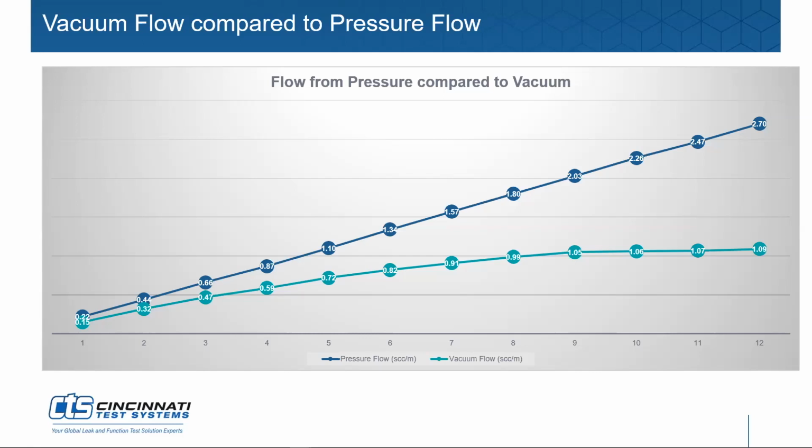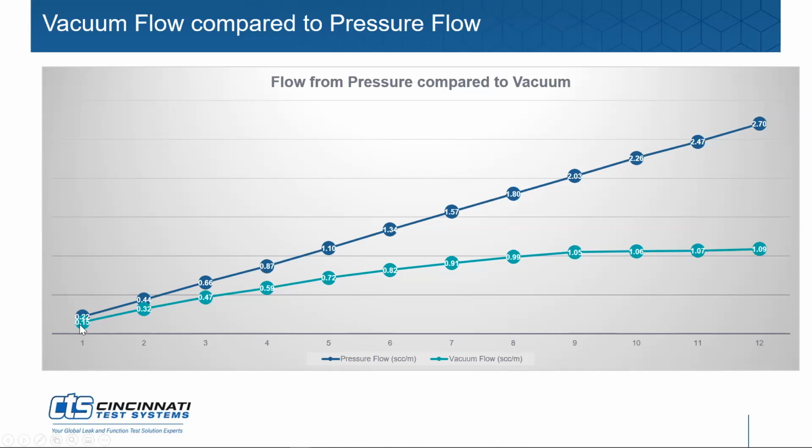Something to keep in mind though, it's not a direct one-to-one relationship of flow and pressure as it goes to vacuum. And that's what this graph shows. The pressure relationship we talked about earlier is a linear relationship as you increase pressure through the same hole size. So this is a leak standard that started at 0.2 cc per minute at 1 psi. And you can see at 2 psi it increased by 2 times to 0.44. 3 times that is 0.66. 4 times that is 0.8.